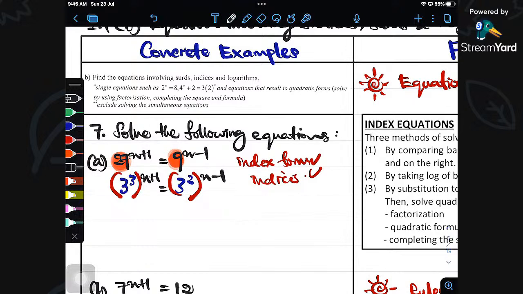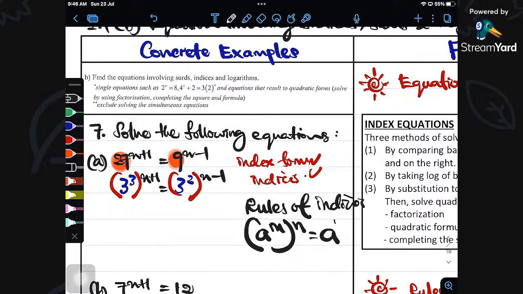Okay, you write down the power for each of the index form. Tidak berubah pun power, x tambah 1, x tolak 1. Therefore, you already know the rules of indices, di mana apabila a^m darabkan dengan a^n, dia akan jadi a kuasa m+n. Therefore, it will give you 3 to the power of 3x plus 3 is equals to 3 to the power of 2x minus 2.